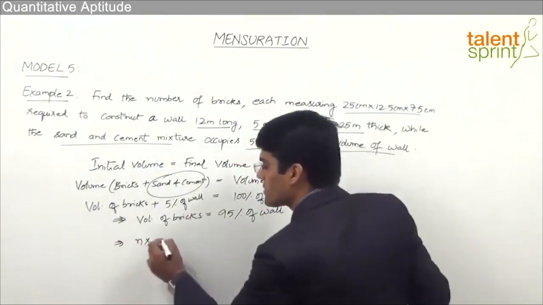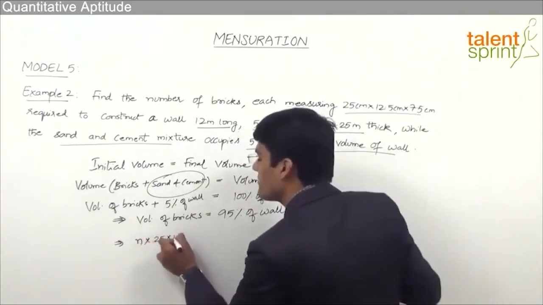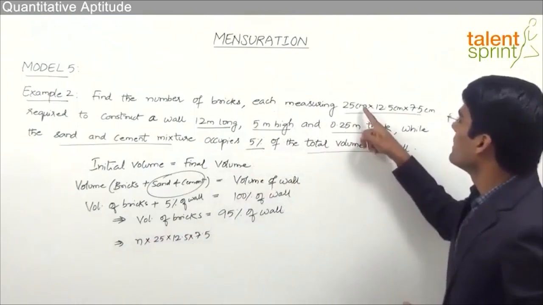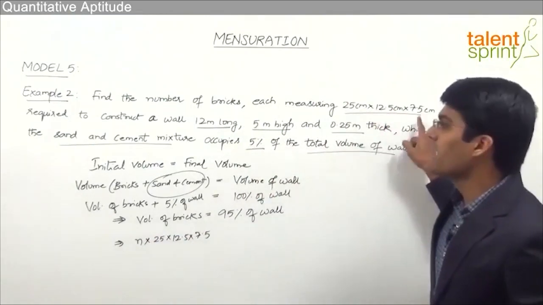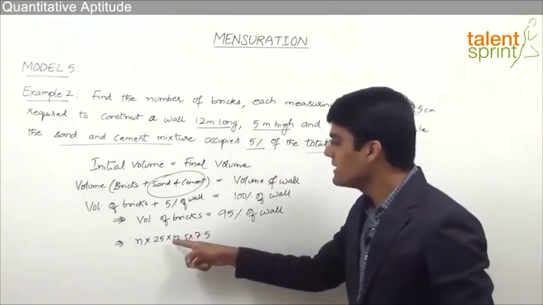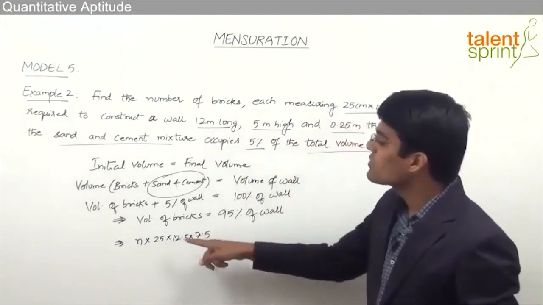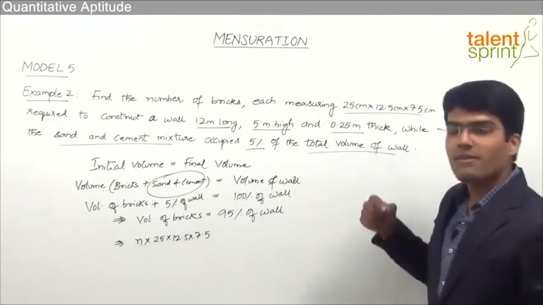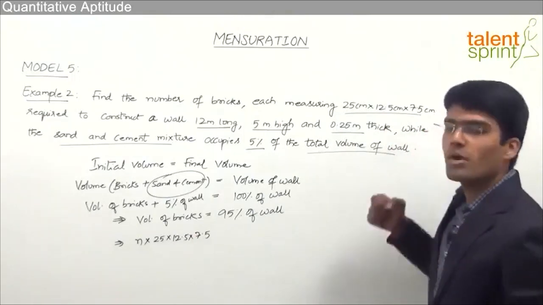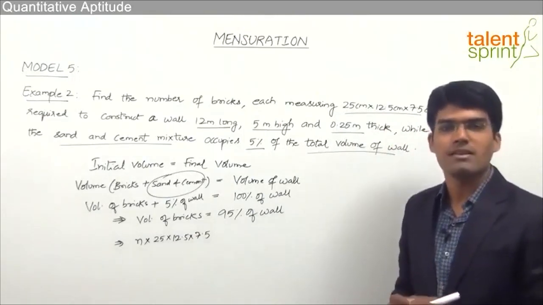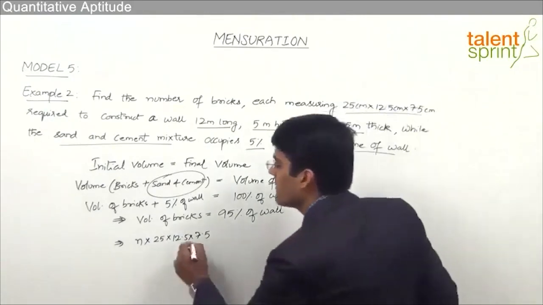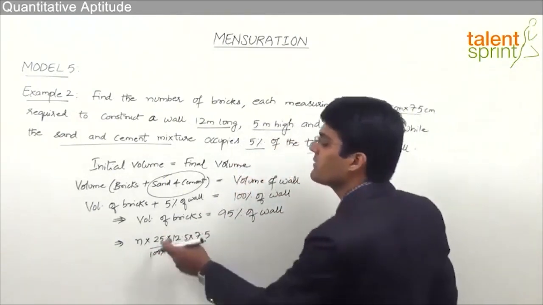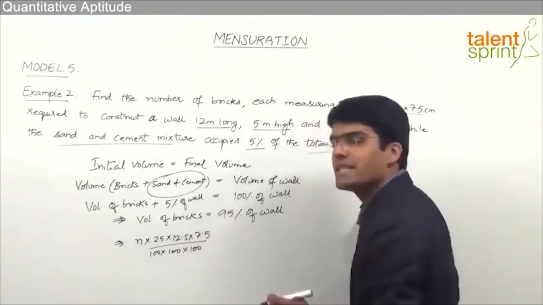Volume of each brick, as given here, is 25 centimeters into 12.5 centimeters into 7.5 centimeters. But the point to be observed here is that the dimensions of the brick are in centimeters and the dimensions of the wall are in meters. So we cannot simply take this in centimeters and this in meters. This has to be converted to meters. So 25 centimeters is nothing but 25 by 100 meter, 12.5 centimeters is 12.5 by 100 meter, and 7.5 centimeters is 7.5 by 100 meters. Why? Because 1 meter equals 100 centimeters. So by dividing all these three by 100 each, we get the values in terms of meters.